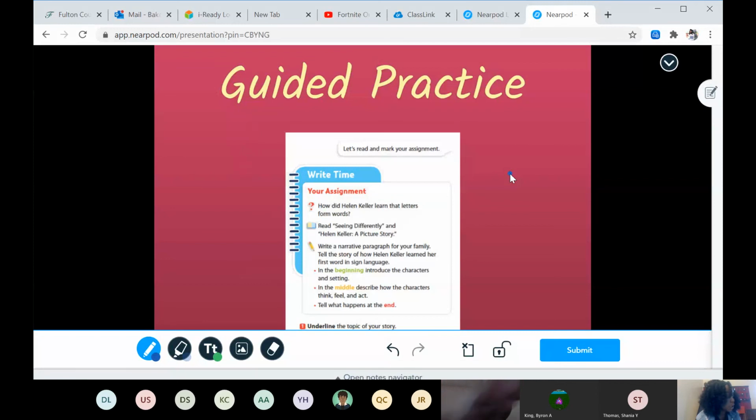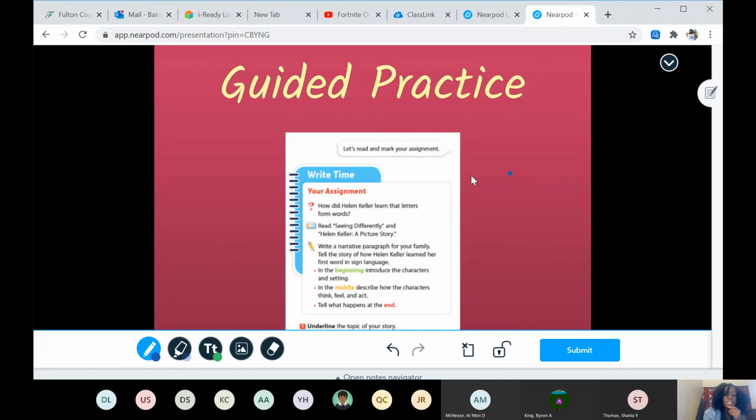So now this is your actual real assignment. Your assignment is, how did Helen Keller learn that letters form words? That's going to be your assignment. So you're going to be writing a paragraph, not today, but probably tomorrow or Thursday. You will begin writing a short paragraph, just like how Ava wrote her paragraph about George Washington Carver.